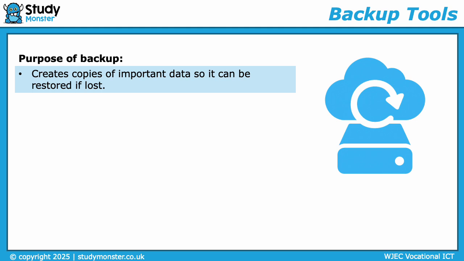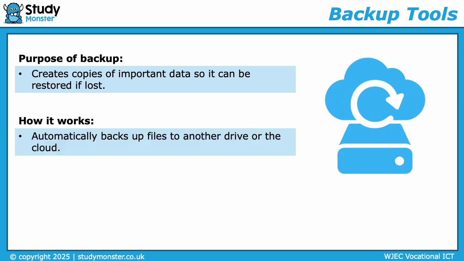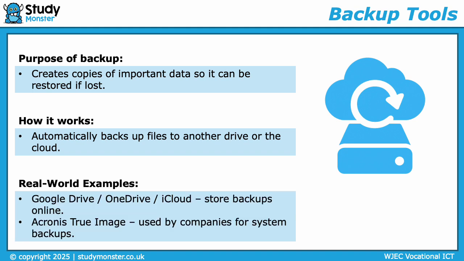Or you can have full backups. Now, full backups obviously will take a lot longer because it's backing up every file on the computer, whereas incremental will only be creating backups of files and folders that have changed since the last backup. So it creates copies of important data so it can be restored if it's lost. How it works: automatically backs up files to another drive or to the cloud.